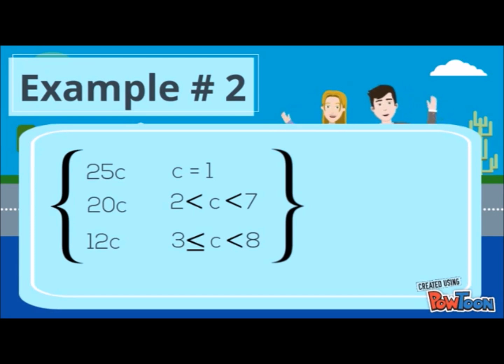Our second condition will be if the cups of coffee you will buy is greater than 2 but less than 7, it will cost $20 per cup. So 20C if C is greater than 2 but less than 7. Our third condition will be if the cups of coffee you will buy is greater than or equal to 3 but less than 8, it will only cost $12 per cup. So 12C if C is greater than or equal to 3 but less than 8.